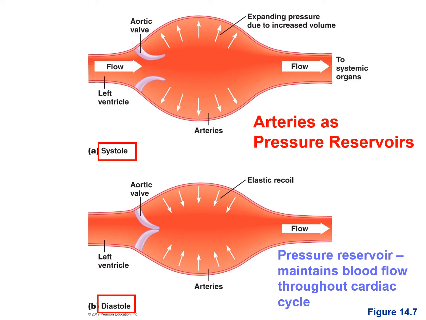And then during diastole, when the left ventricle is relaxed, it's no longer squirting blood into the aorta, and the aortic semilunar valves are closed. And so the walls of the aorta are very elastic, and because they were stretched a little bit during systole, now they're going to recoil and push on that blood that's in the aorta, and that will keep the pressure up in the aorta and keep the blood flowing through the systemic circuit. So that's why the arteries are called pressure reservoirs. So I would star that and make sure you remember that arteries are known as pressure reservoirs.